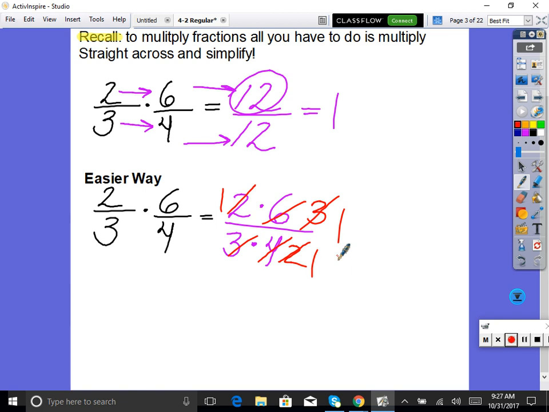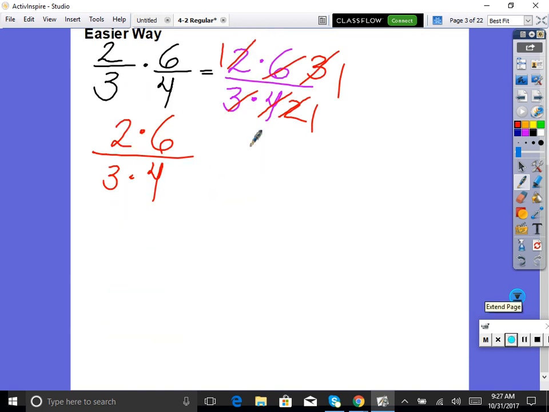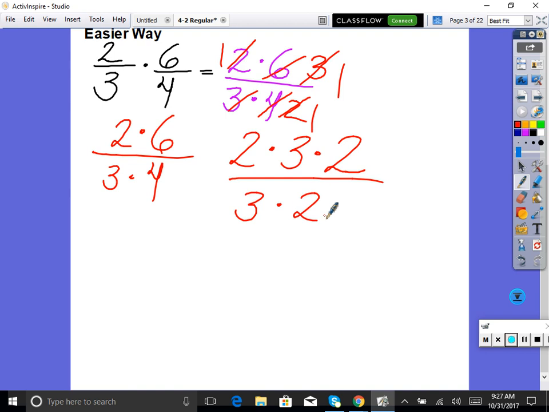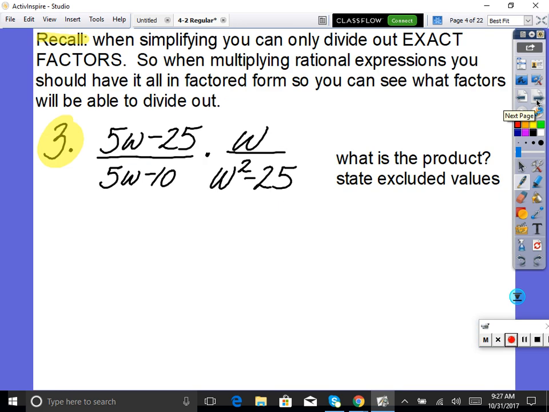Okay, so we had 2 times 6. Let's do it like this. Let's factor it completely. What is 6 factor to be? 3 times 2. On bottom, what is 4 factor to be? 2 and 2. Now look, can't we divide across multiplication signs? 2s, 2s, 3s. Is that better? So that would be easier technically, especially when we get to something like number 3.